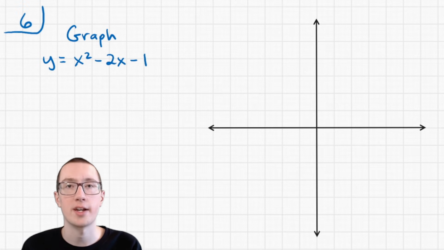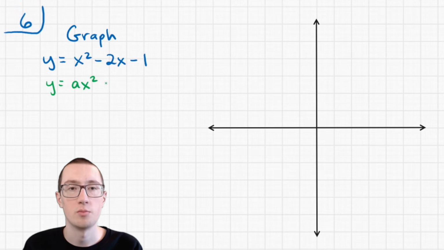This means it's a quadratic equation, and quadratic equations are always in the form y equals ax squared plus bx plus c. And just so you know, if these were out of order or you had some things on the other side of the equation, you can just rearrange it into this format and then graph it.